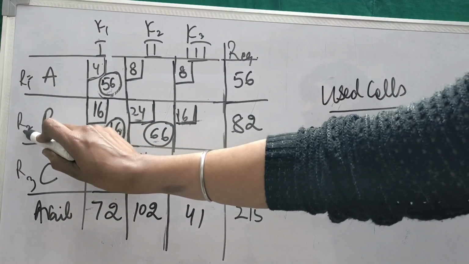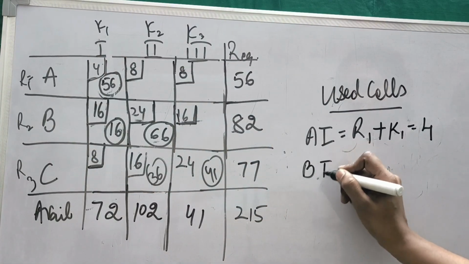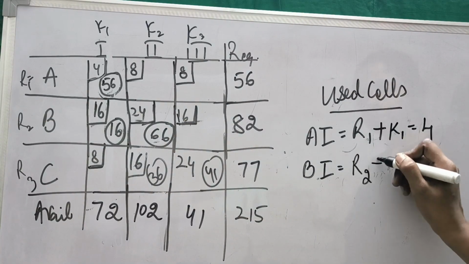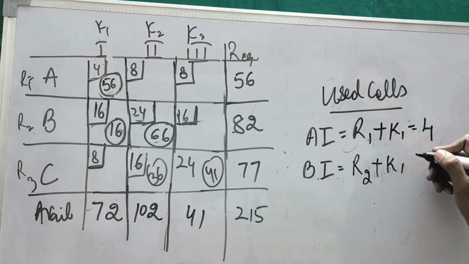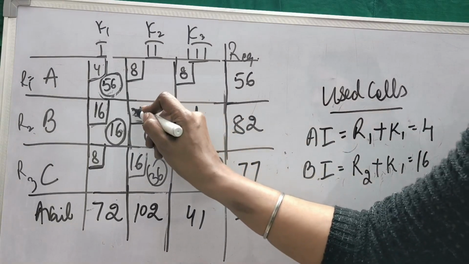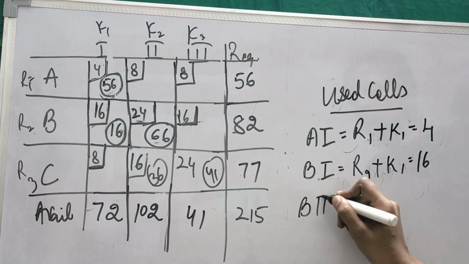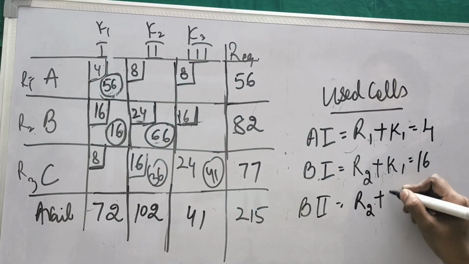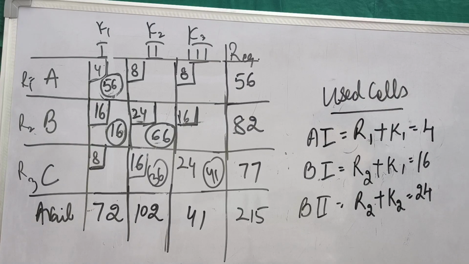This is designed by R2 plus K1. The name of the cell is B1, and this cell has been designed with R2 plus K1, and its cost is 16 rupees. Now this is my next used cell, that is B2, and this cell has been designed by R2 plus K2 and its value is 24.